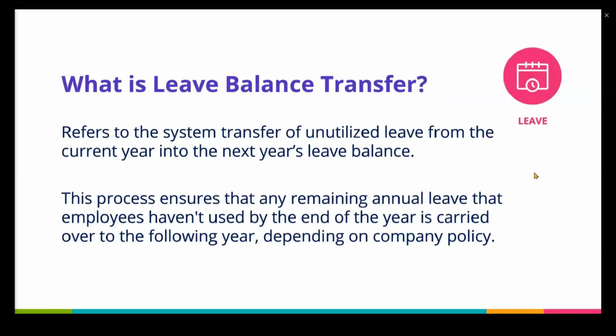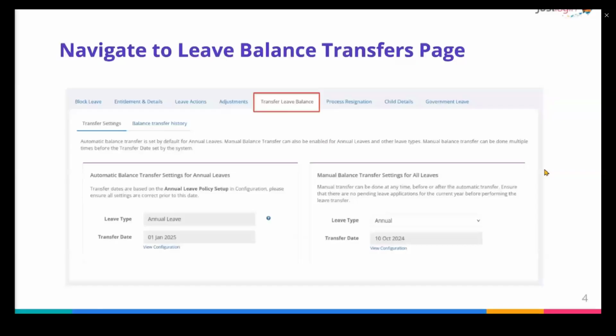For those who just used the system recently or those who haven't done any transfer, what does the leave balance transfer mean? It refers to the system transfer of unutilized leave balances from the current year to be forwarded to the next year's balance. This is the balance from 2024 to 2025. This process ensures that the remaining annual leave that the employee hasn't used yet by the end of the year is carried over to the following year depending on your company policy.